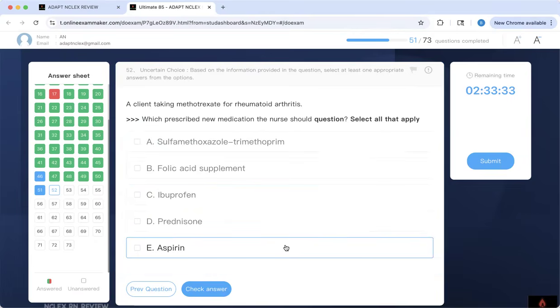A client taking methotrexate for rheumatoid arthritis, which prescribed new medication needs follow-up, select all that apply. If you have rheumatoid arthritis and you're taking methotrexate, what do you think? Sulfamethoxazole-trimethoprim, folic acid supplement, ibuprofen, prednisone, and aspirin.